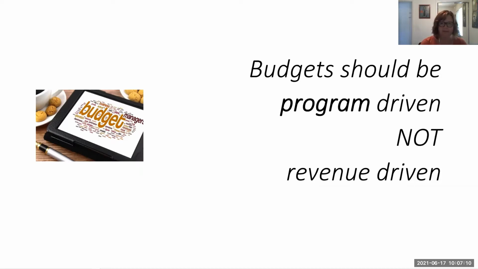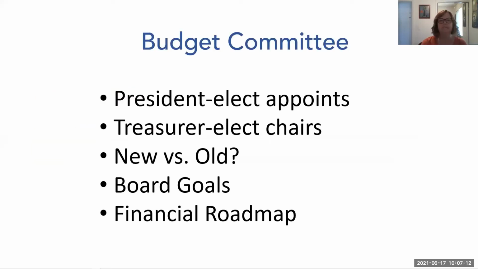So let's talk about the budget committee. The president-elect appoints a committee, and typically the treasurer is the chair. You may want some members of old and new boards, and you're going to talk about goals. And so the budget should be based on the goals and the program determined by an assessment of the association's needs. Don't be a WEVA. We've always done it that way.